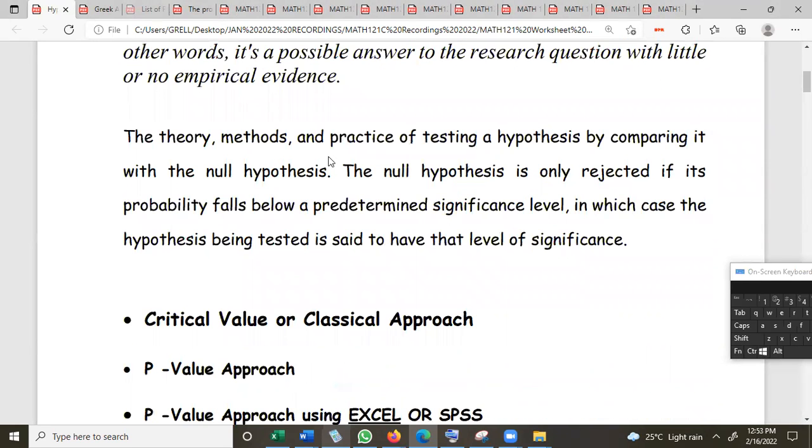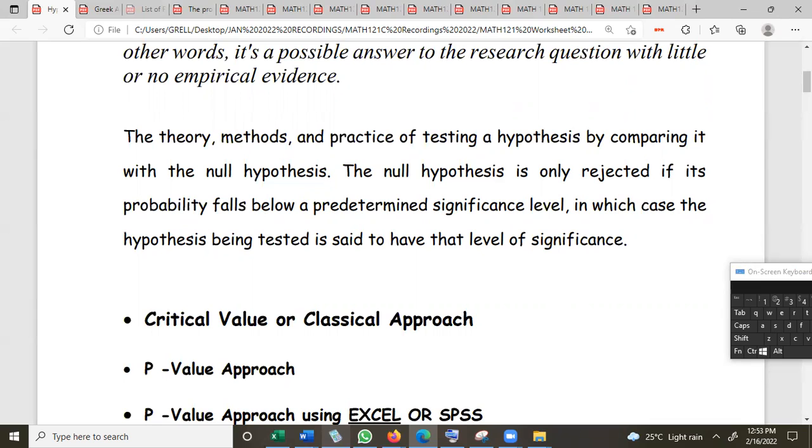Hypothesis testing: the theory, methods, and practice of testing a hypothesis by comparing it with the null hypothesis. Okay, so that's hypothesis testing. The null hypothesis is only rejected if its probability falls below a predetermined significance level, in which case the hypothesis being tested is said to have that level of significance.